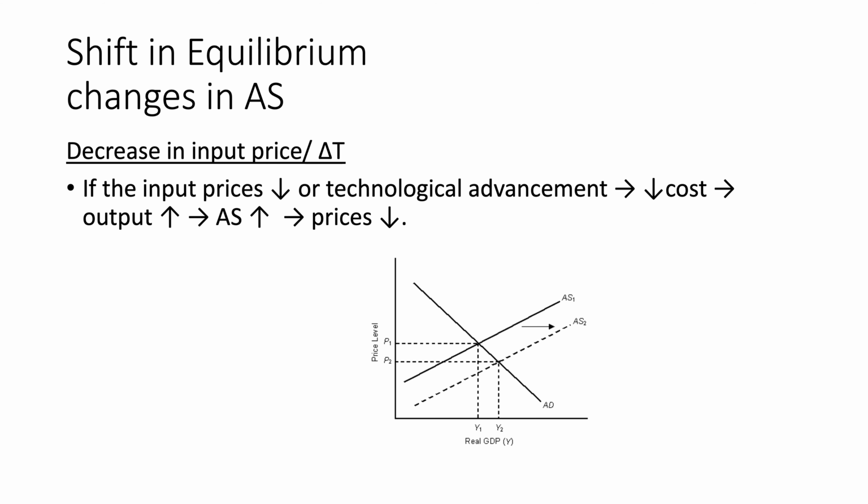Then, factors affecting aggregate supply. Any change in input price or method of production can affect the aggregate supply. So if the input price reduces or there is a technological advancement, it decreases the cost, leads to higher output, higher aggregate supply, lower prices, and there is going to be a downward shift in the aggregate supply curve. The new equilibrium is at a lower price and higher quantity, which is indicated by P2 and Y2 respectively.